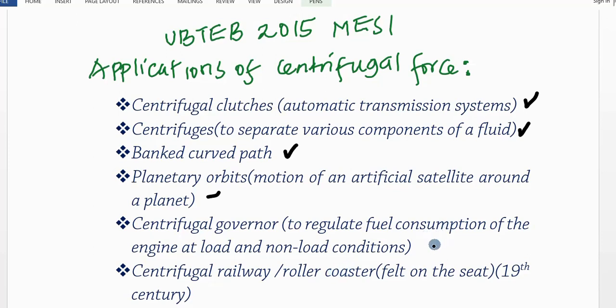This centrifugal force is also applied in a centrifugal railway, or what we call a roller coaster. This force is always felt on the seat, and centrifugal railways have been in operation since the 19th century.